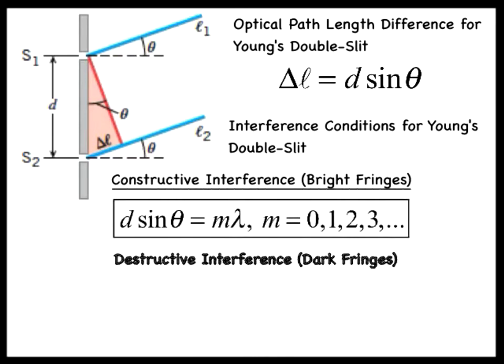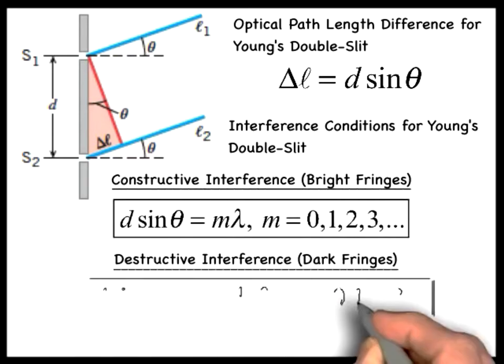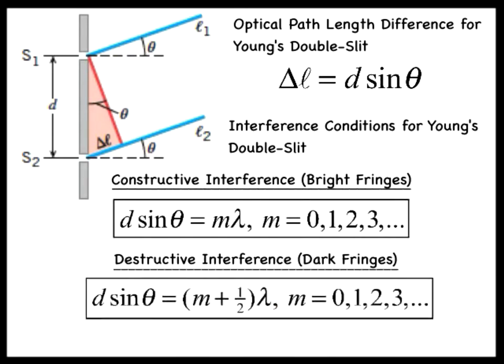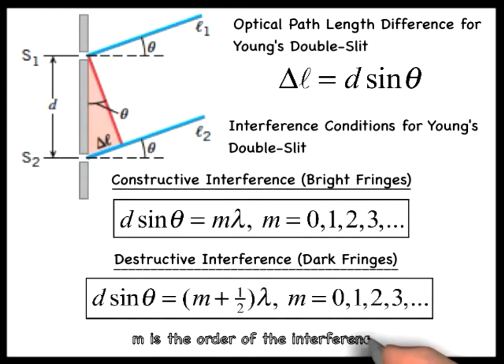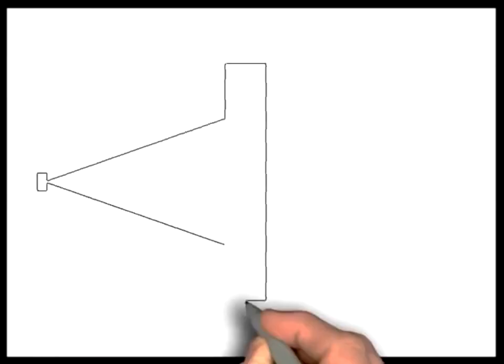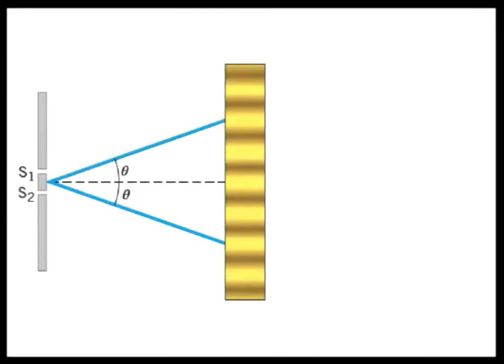Setting d sine theta equal to m plus 1/2 times lambda gives us the angles that satisfy the destructive interference condition, which correspond to dark fringe locations on the screen. M is known as the order of the interference. Let's see how the value of the order for the double slit is determined.